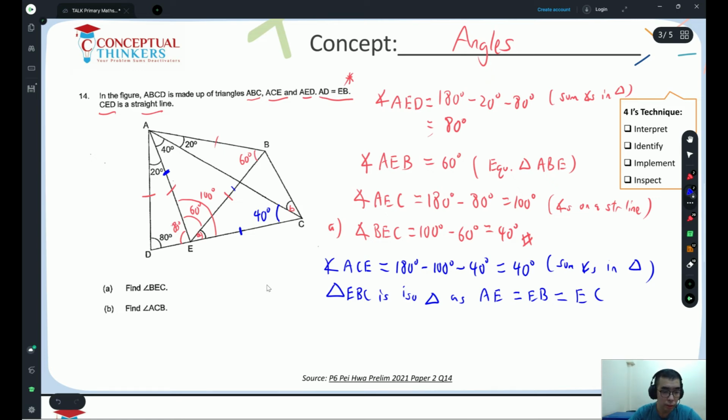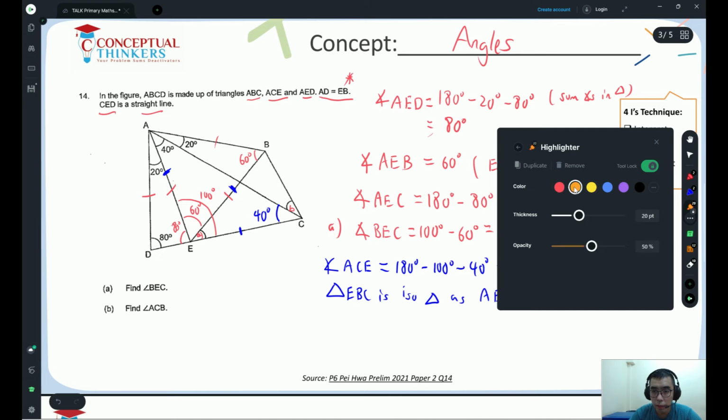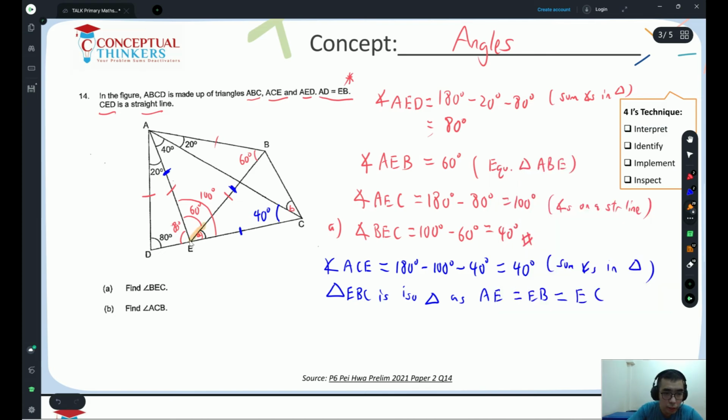Okay, now let's look at angle ECB. Since I know that this line and this line are identical, we initially identified that this is an equilateral triangle, and this line AE is equal to EC. We can say that triangle EBC is also another isosceles triangle. So let me highlight with another color. Let's focus on this triangle here.